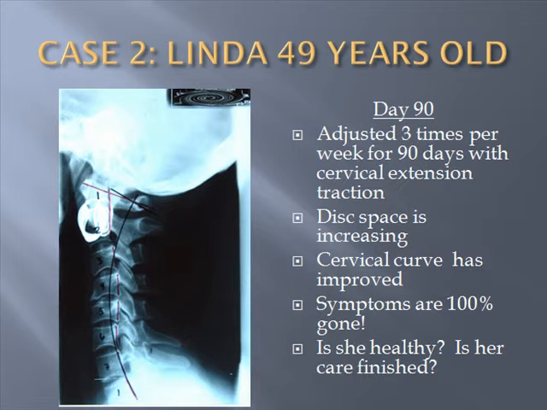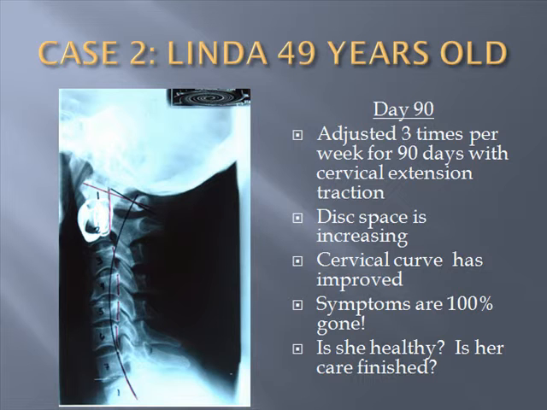This is Linda at day 90. She was adjusted 3 times per week for 90 days with cervical extension traction. This is actually putting her neck back in extension, looking backwards with a stressor on it to maintain this position. You can see that the disc space is increasing, and the cervical curvature has improved, and symptoms are 100% gone. But is she healthy? Is her care really finished?